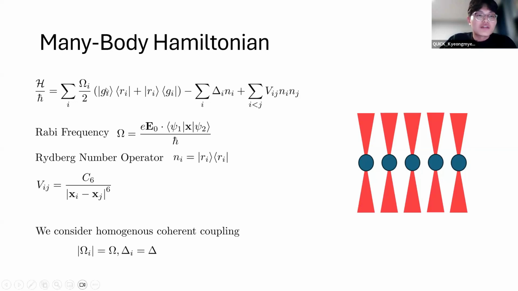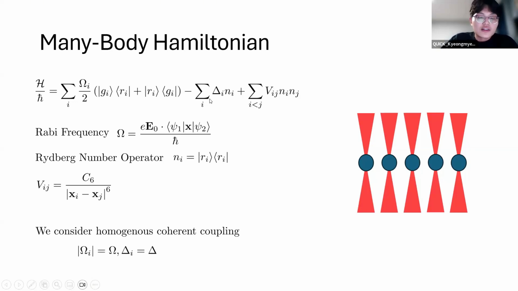and it represents the coupling between the ground state and the Rydberg state at some site i. Large omega here is the Rabi frequency, defined as the electric field strength times the transition dipole moment between psi 1 and psi 2, divided by h bar. So it's the frequency at which the probability amplitude of two atomic energy levels oscillates in an oscillating electromagnetic field.